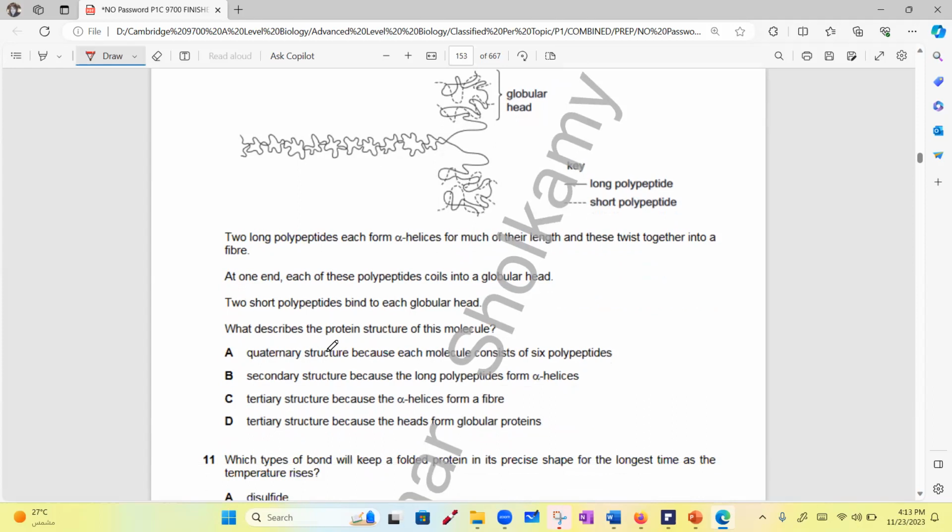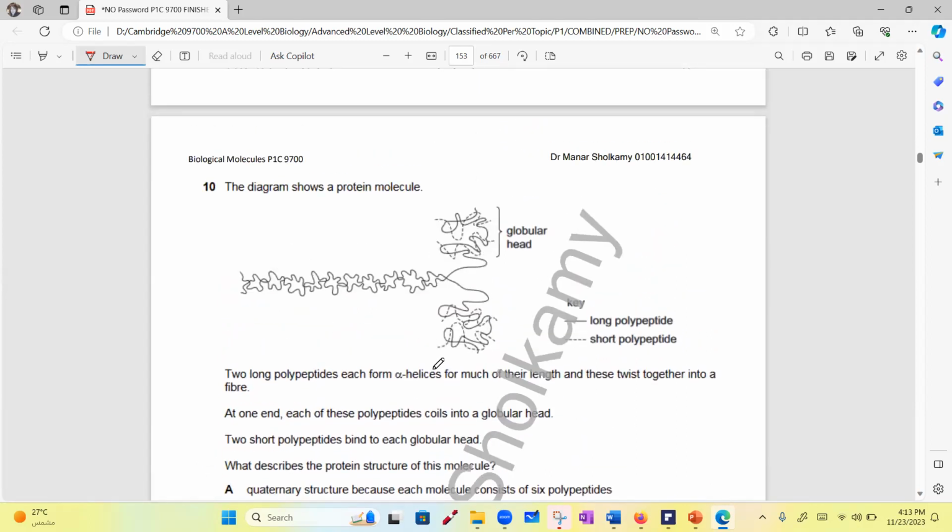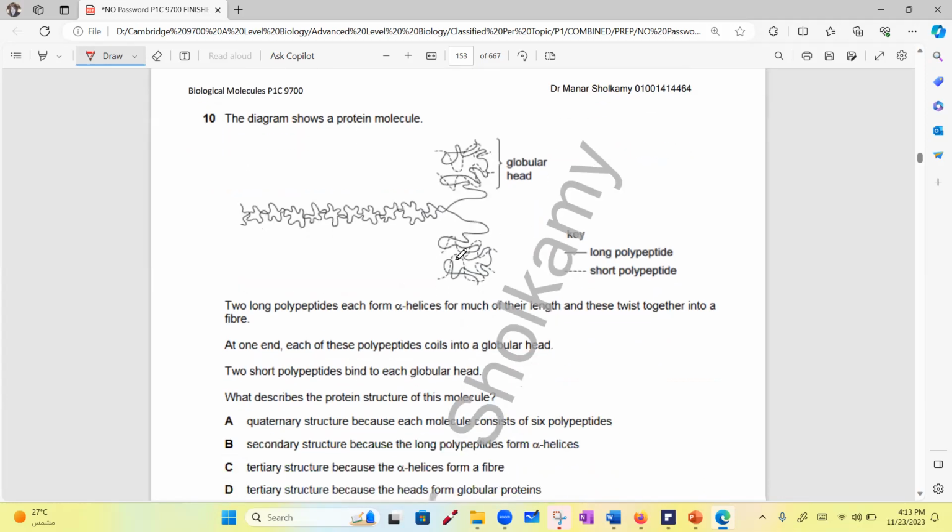Is it a quaternary structure because each molecule consists of 6 polypeptides? Or is it a secondary structure because the long polypeptides form alpha helix? Or is it a tertiary structure? This is made up of more than one polypeptide chain, as you can see, and they are all working together as one unit. Which level of protein is that? Primary or secondary or tertiary or quaternary? Quaternary. Okay, without even thinking too much.